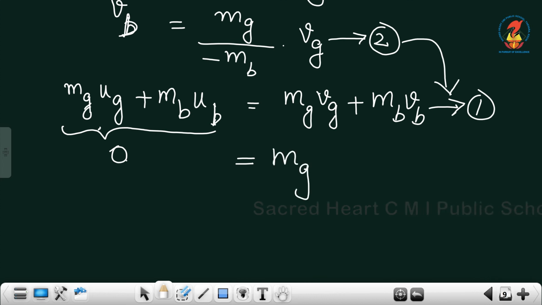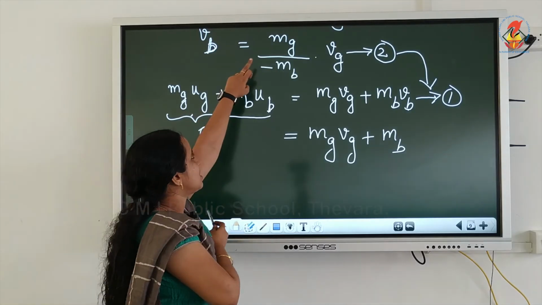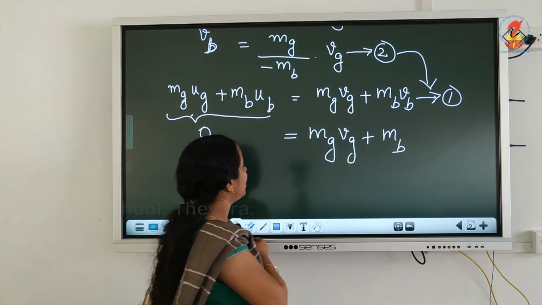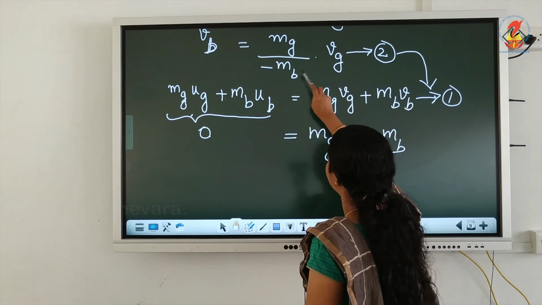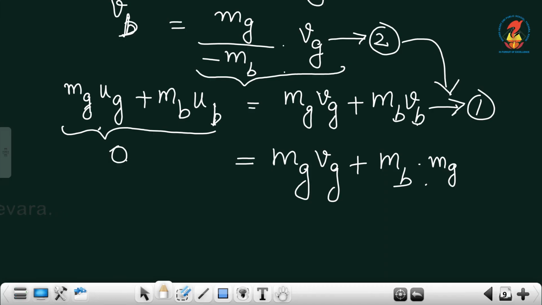Now let us see the right hand side part. MGVG plus MB into VB. VB is mg by minus mb into vg. So instead of vb, let us substitute this equation, that is mg by minus mb into vg. See, mb and mb got cancelled off.